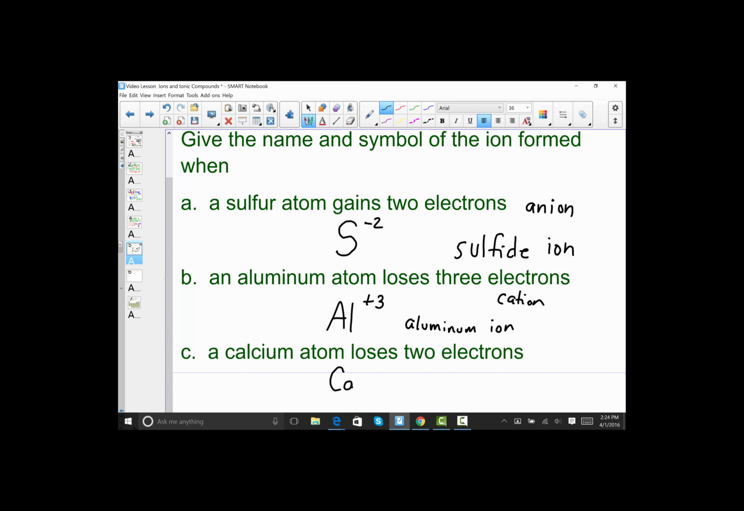A calcium atom loses 2 electrons. The symbol for calcium, Ca. The fact that it lost 2 electrons shows us that it's a +2, and we name this simply as the calcium ion. It is a cation, a positive ion.